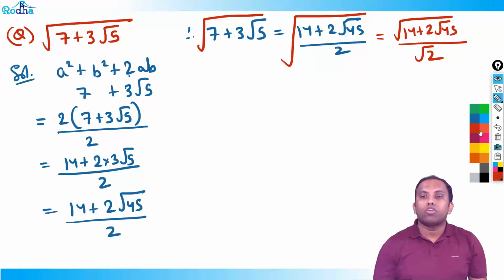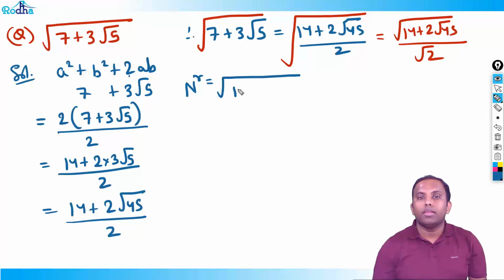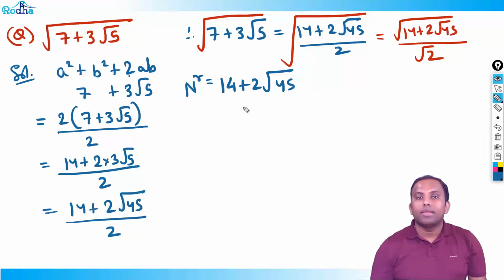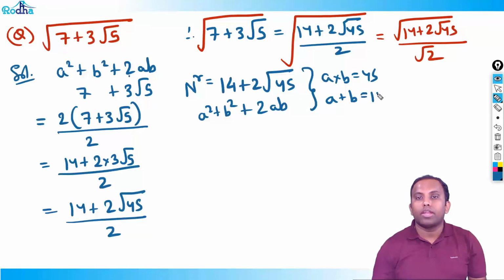So what we are trying to solve is the numerator, right? The numerator is equal to root of 14 plus 2 root 45. This we are trying to solve here. Again, same thing, we can solve it easily now. Same thing, 2ab, and this is a square plus b square. So we can think like a into b is 45 and a plus b is equal to 14. The values will be a into b is 45, a plus b is 14.